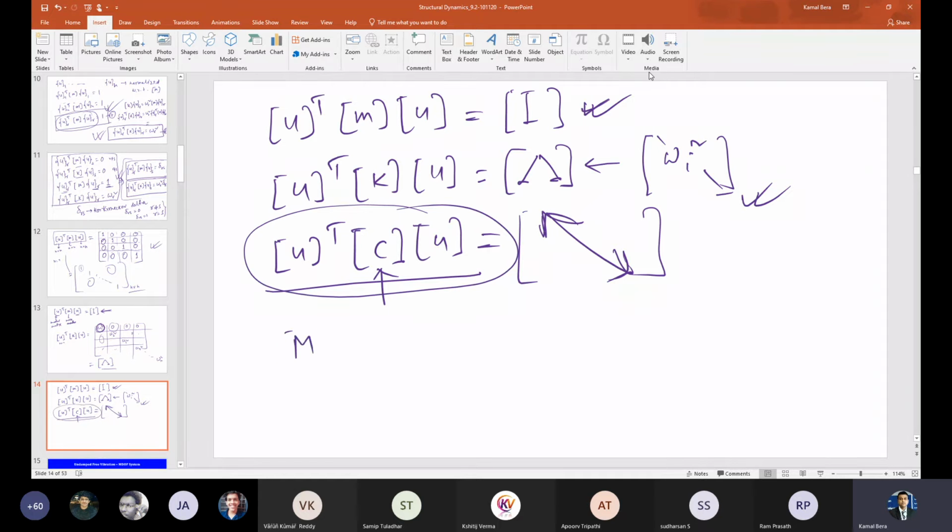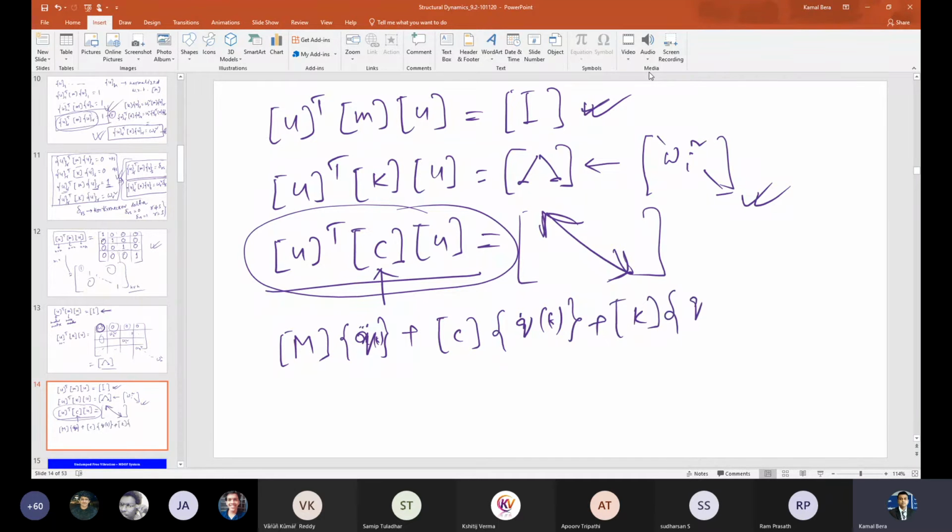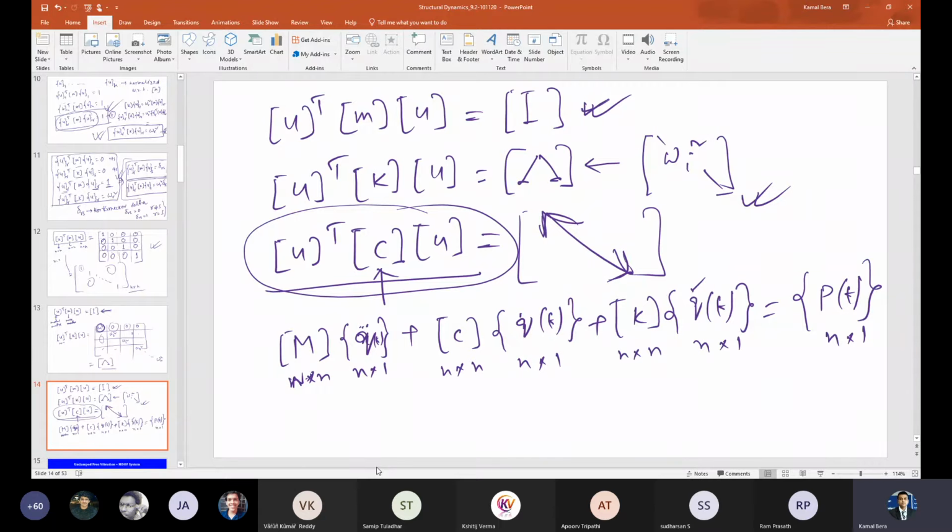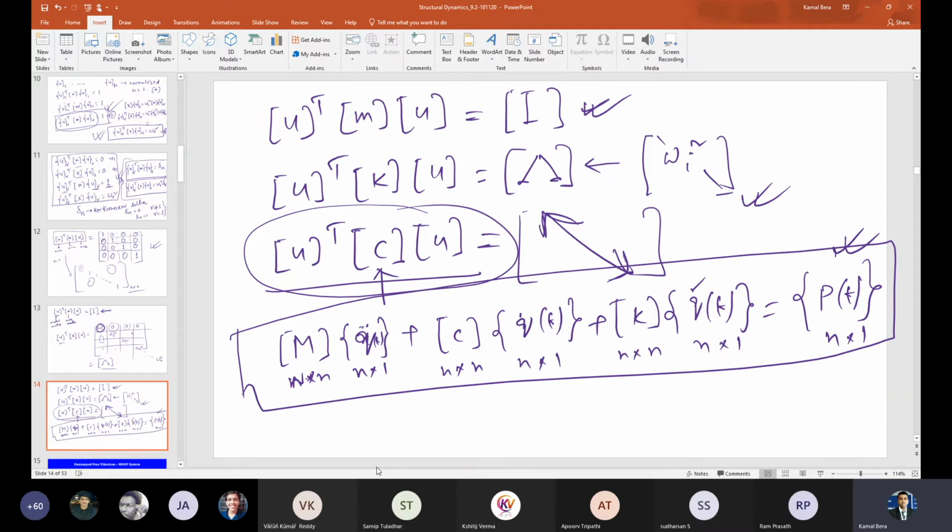So now with this knowledge, I go to my equation of motion: M q double dot t plus C q dot t plus K q t equals p t, or f t, whatever you want to use. The dimensions are n cross n, n cross 1, and so on. This is a multi-degree of freedom system equation of motion subjected to a load vector p t, where these are my displacement, velocity and acceleration vectors, and these are the symmetric mass, damping and stiffness matrices. Clear?